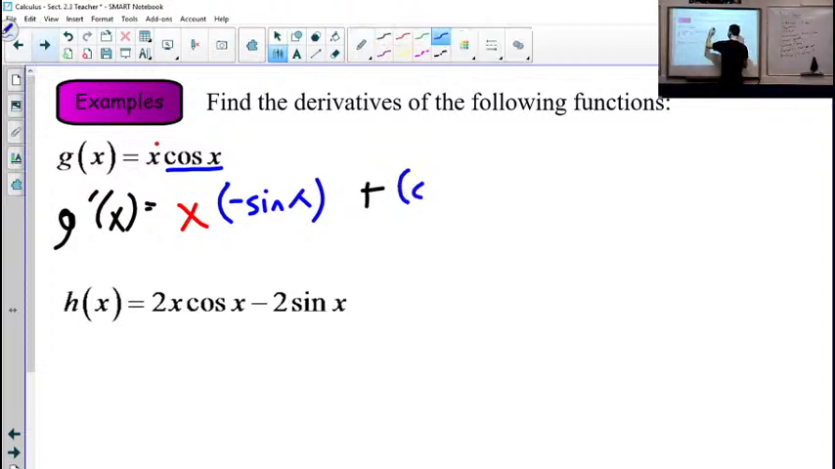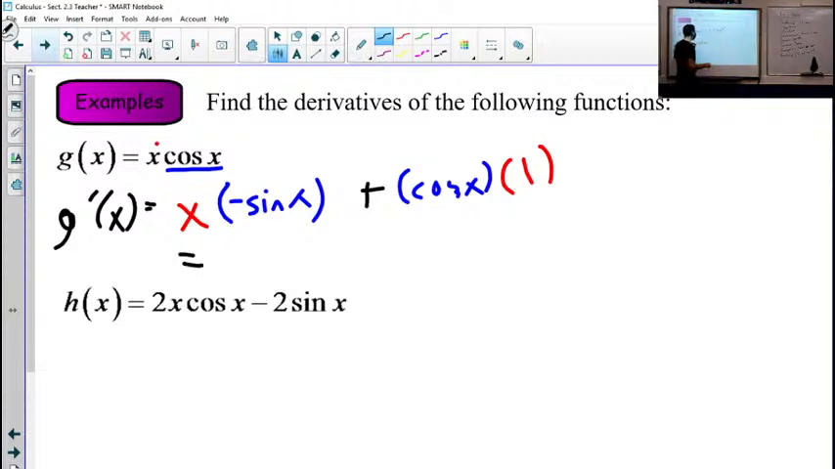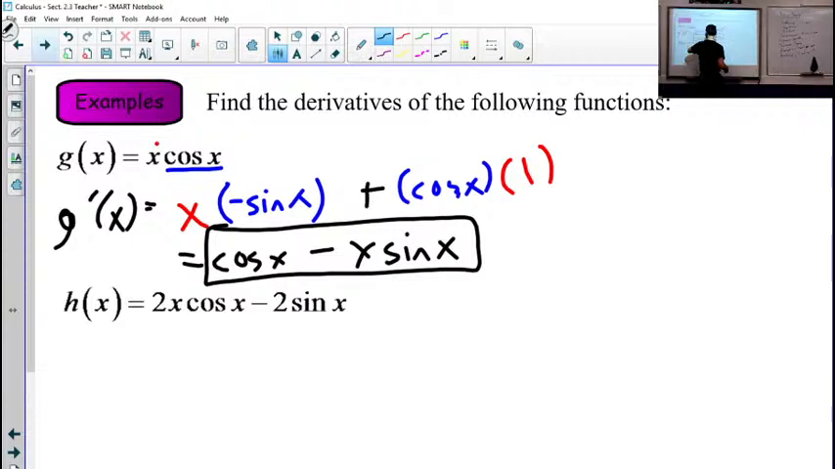second times the derivative of the first. Derivative of x, bring the exponent of 1 out in front, times x to the 0. 1. Derivative of x is 1. It's y equals x. The slope of y equals x is 1. Equals, so we have cosine of x minus x sine of x. If we wanted to simplify it.